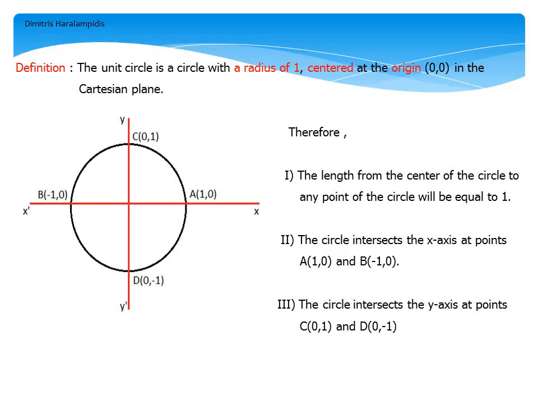The circle, as we can see, intersects the x-axis at points A and B with coordinates (1, 0) and (-1, 0) respectively. And finally, the circle intersects the y-axis at points C and D with coordinates (0, 1) and (0, -1) respectively.